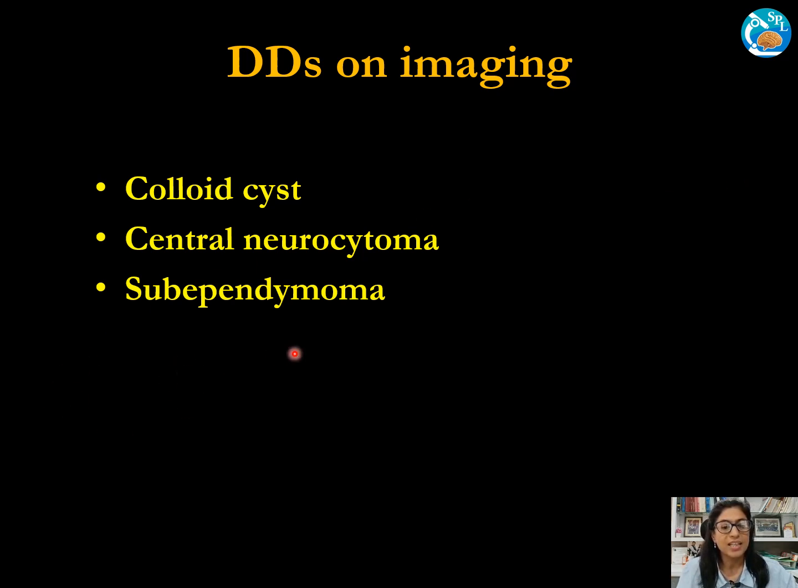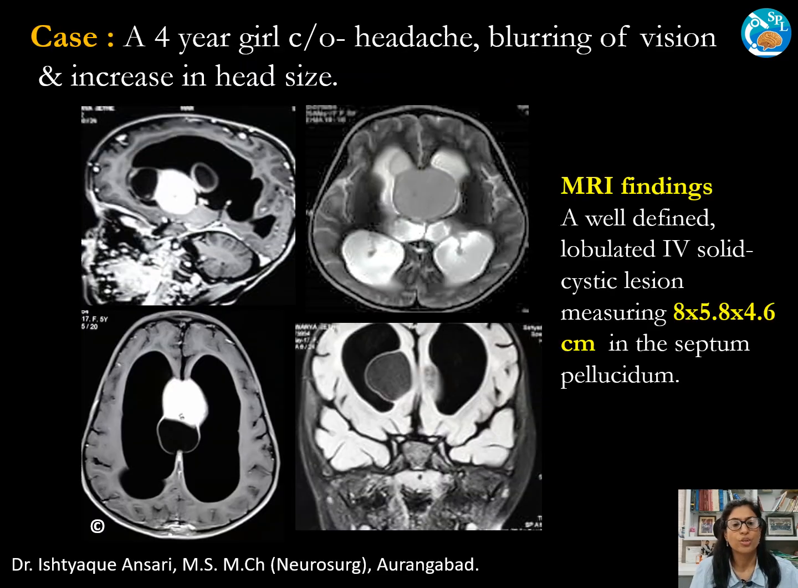The next is the subependymoma. Now the age group is much higher, that is fifth to sixth decade, and these are well delineated, round to oval shaped lobulated masses with intratumoral cysts. Now these tumors may be heterogeneous also, and calcification contributes to the heterogeneity.